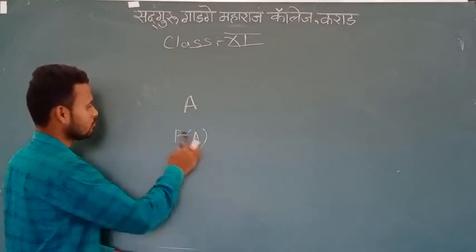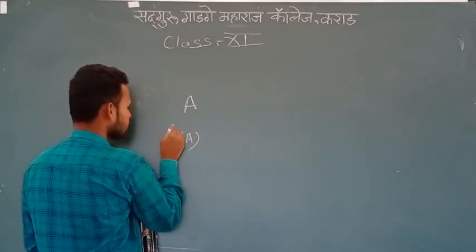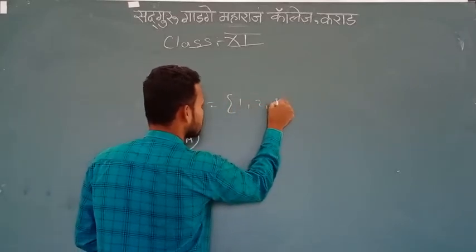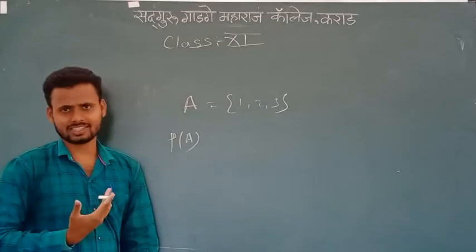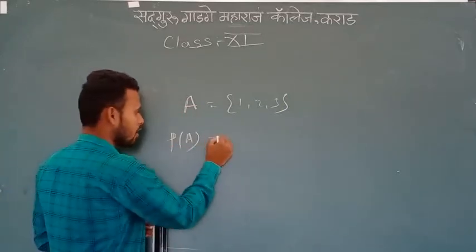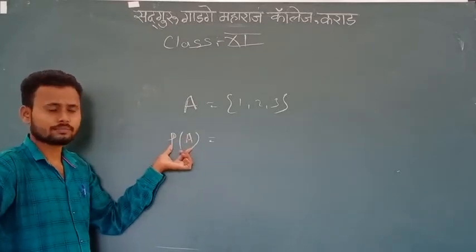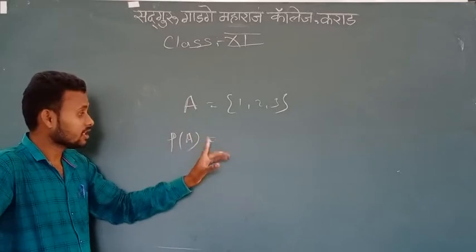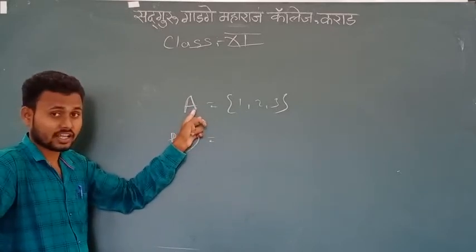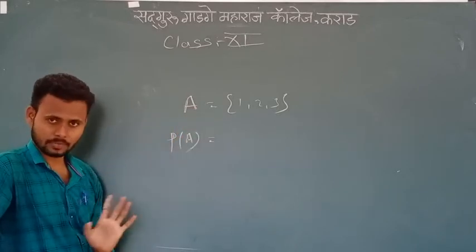For example, if I take A equal to the set containing 1, 2, 3. It is a set. Now the power set, P of A, consists of the elements given by the definition: the collection of all the subsets of a set A is called the power set of A.